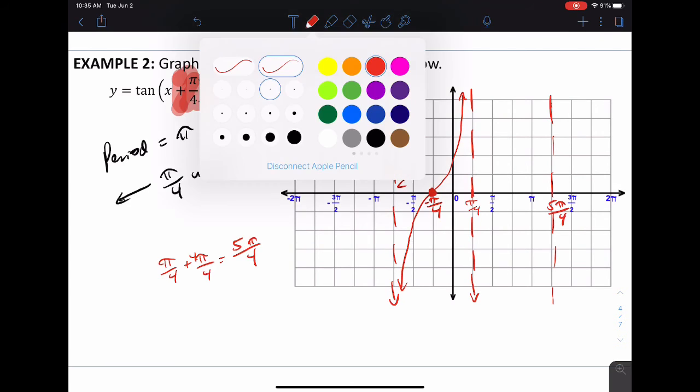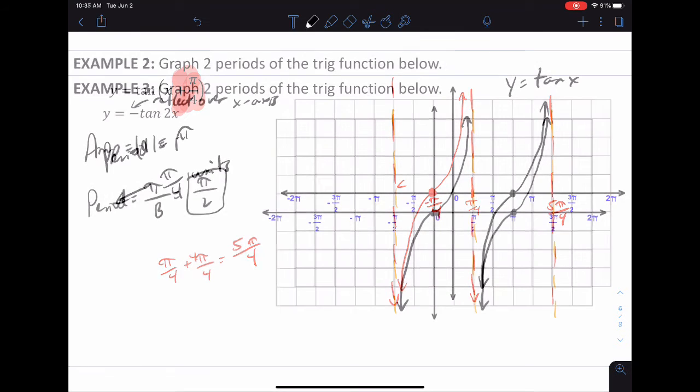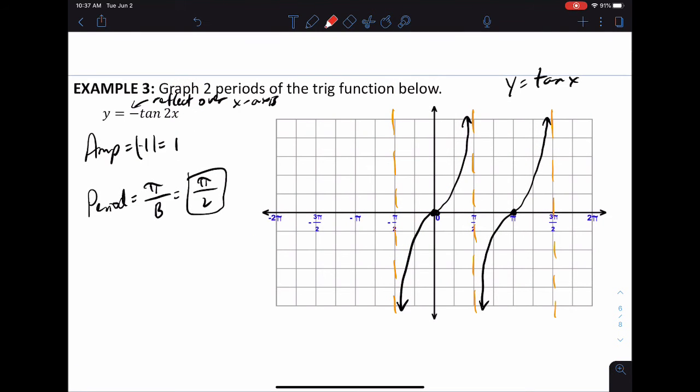Okay, example number 3 is y equals negative tangent of 2x. First thing, amplitude is 1 because the absolute value of negative 1 is 1, but it's going to reflect over the x-axis. To the right, you see the parent graph, so it's going to be reflected. It's not going to get wider, stretch, or compress, it's just going to be reflected. And then next, the period is not pi, it's pi over 2.